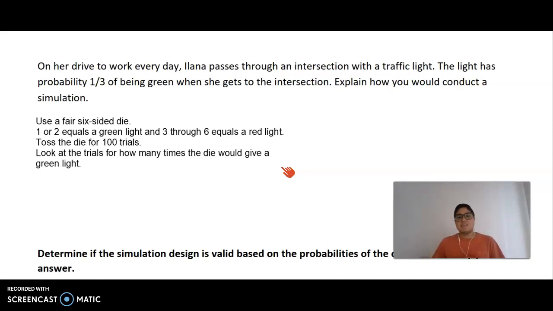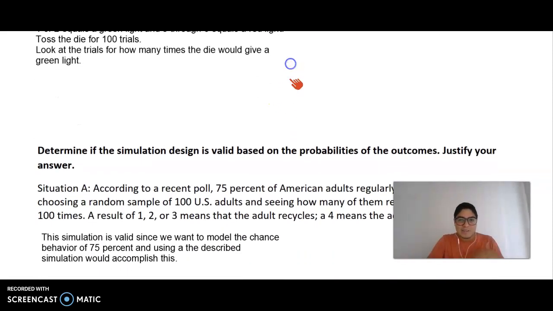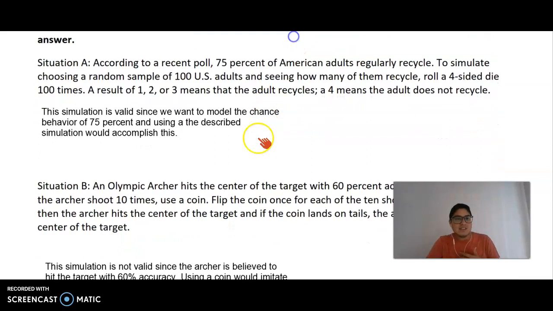Next, I'm going to toss this die for 100 trials, and I'm going to look at how many times the die would give a green light. So on trial 1, let's say I get a 1, that's green. On trial 2, I get a 4, that's red. So etc. It's not just green or red, the 50-50, but because it happens 33% of the time getting a 1 or a 2, that does model the probability of getting a green light at the intersection. So again, we're just looking for those modeling situations.